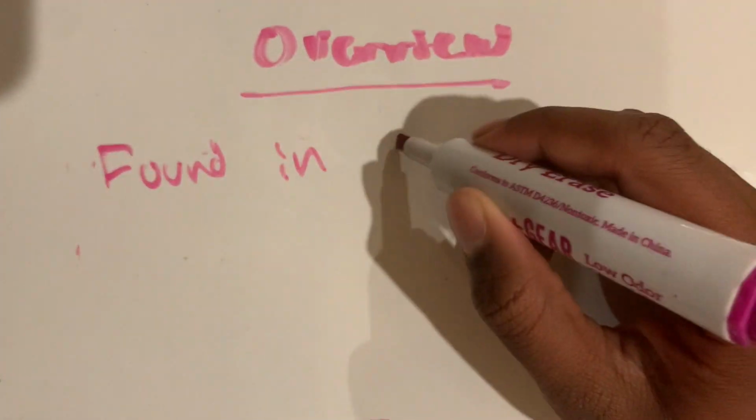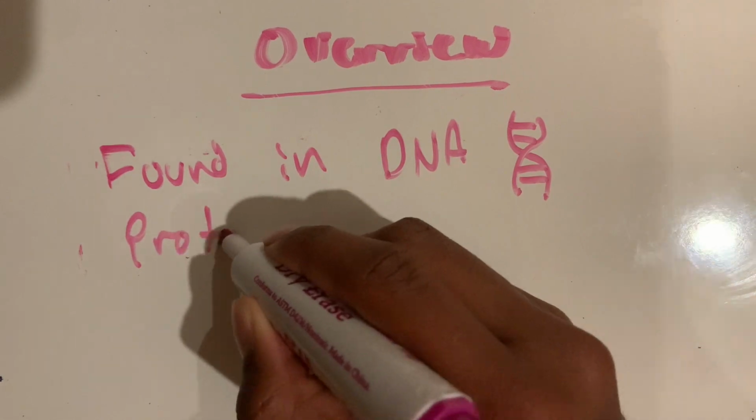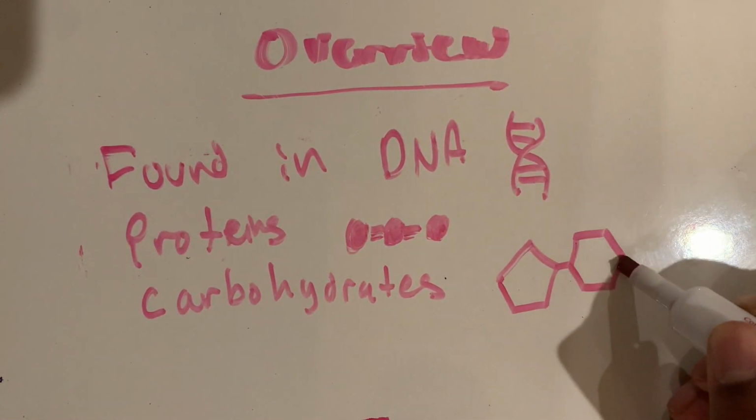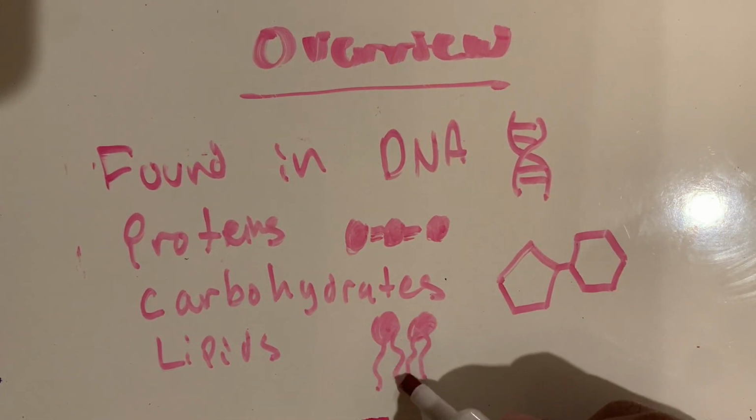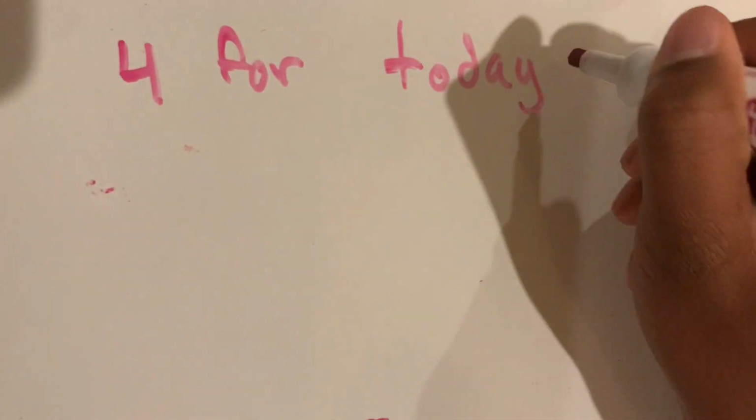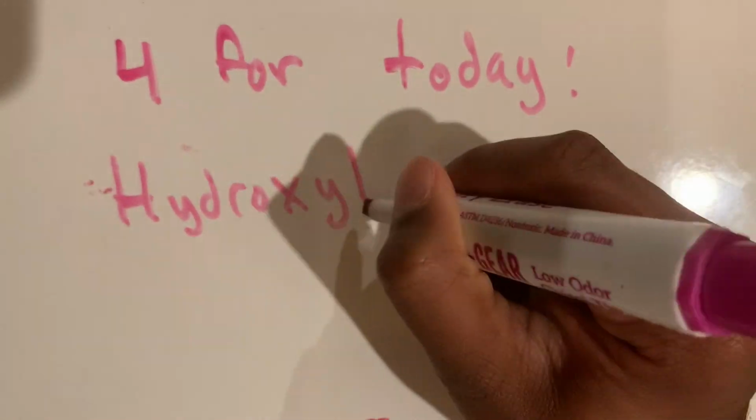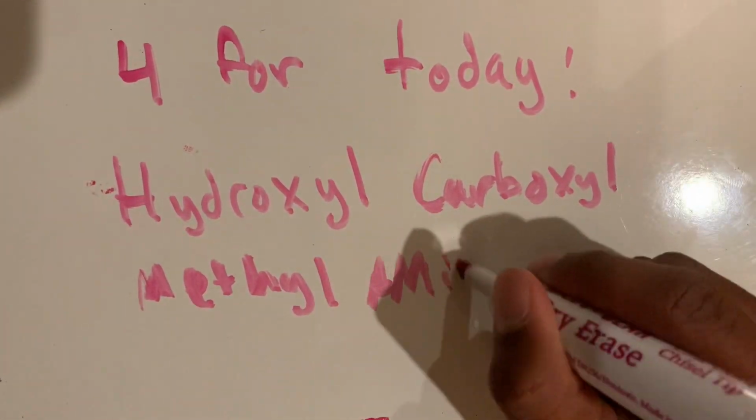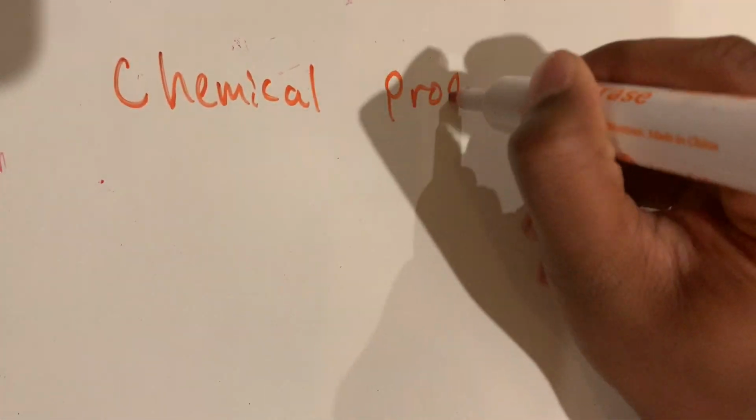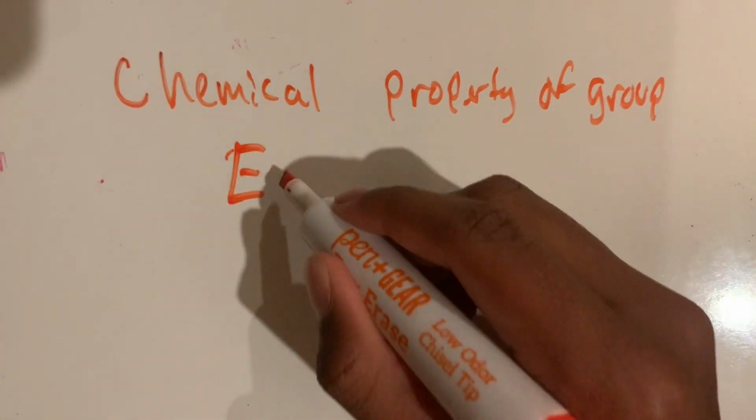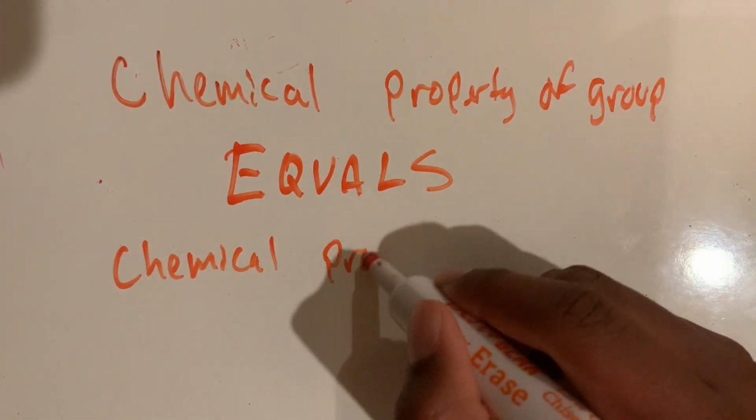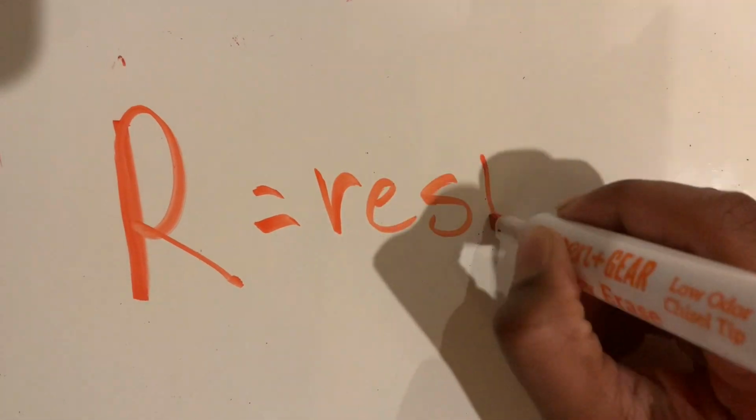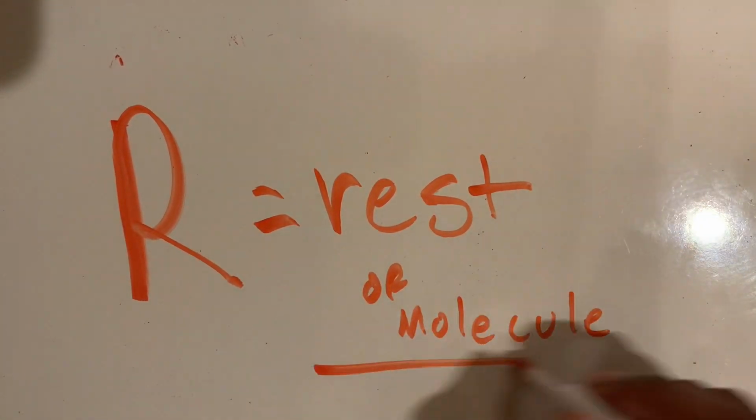Some of the biological systems where functional groups play a critical role include the 4 macromolecules: DNA, proteins, carbohydrates, and lipids. There are 4 functional groups that I want to cover today. These are hydroxyl, methyl, carboxyl, and amino groups. The chemical properties of functional groups oftentimes have a very strong effect on the overall chemical properties of the organic molecule that they are a part of. Usually, the rest of the molecule is written as R when a functional group is drawn.